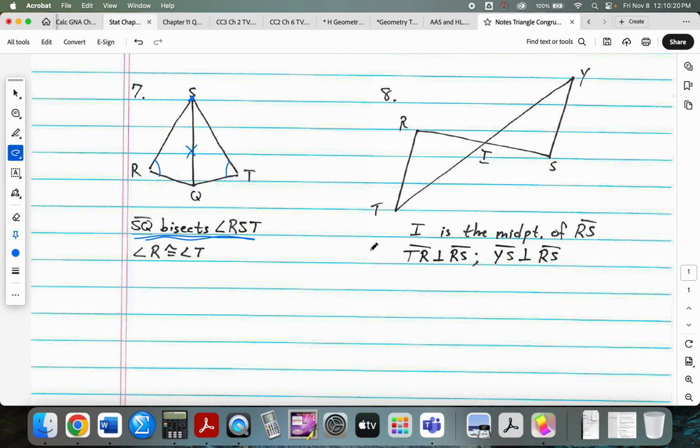I'll take a volunteer to help him out. Angle RSQ is congruent to angle TSQ. Nice. These two angles, RSQ and TSQ, are congruent to each other. When we bisect an angle, we always create two congruent angles. All right.